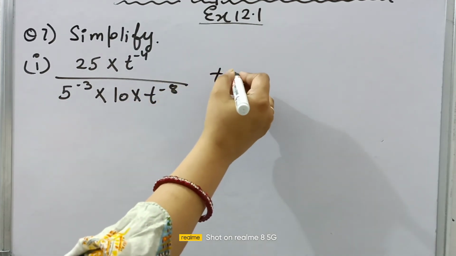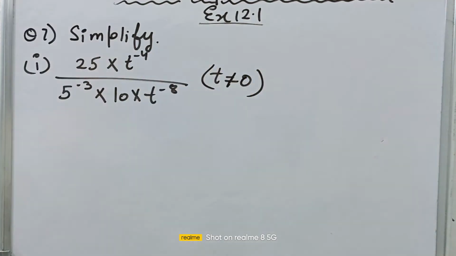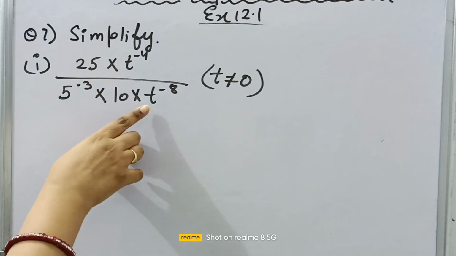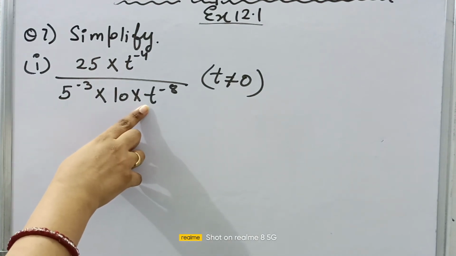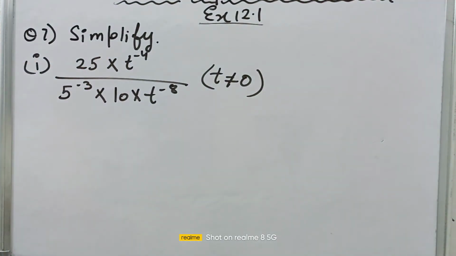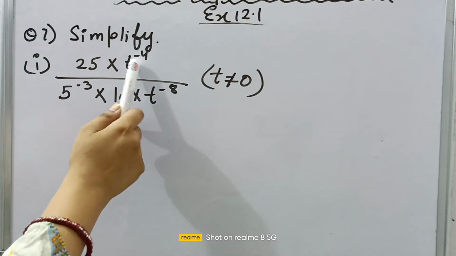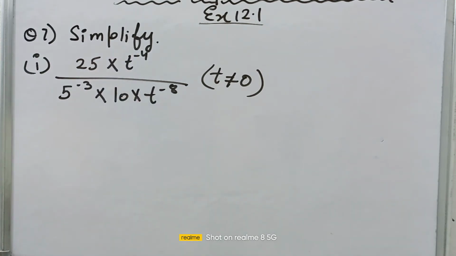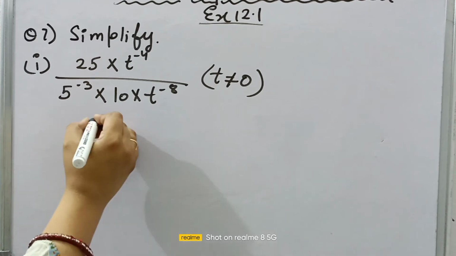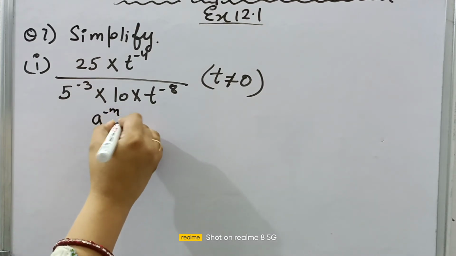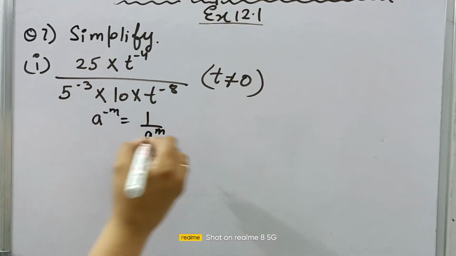Now we are given that t is not equal to 0. That means t is some number which is not given. So we will keep it as t only. Okay. Now how we will solve it? We can see there are terms with negative exponents. So firstly we will apply our law a raised to the power minus m equal to 1 upon a raised to the power m.